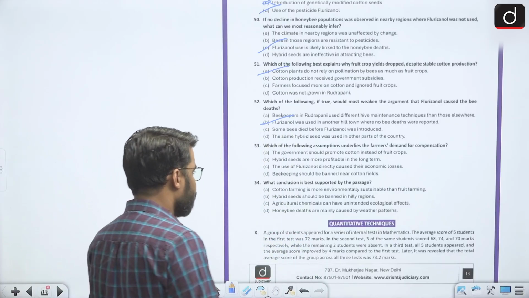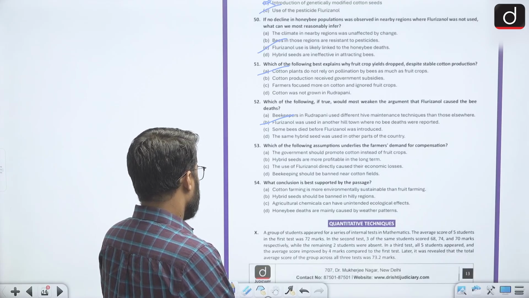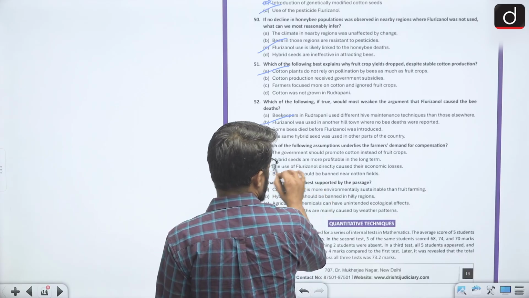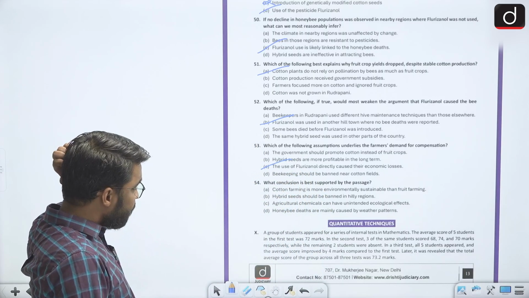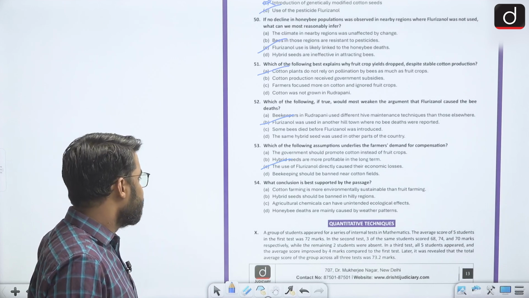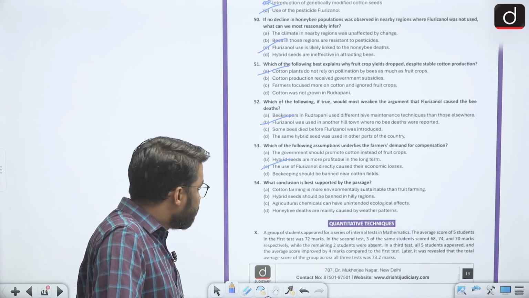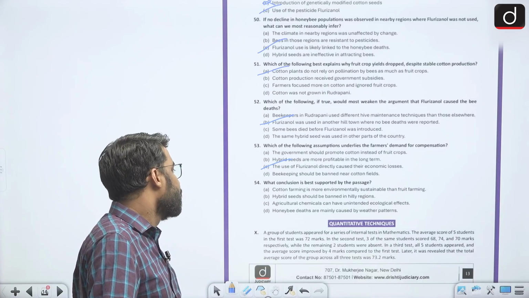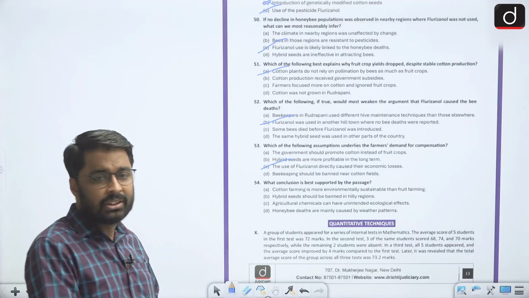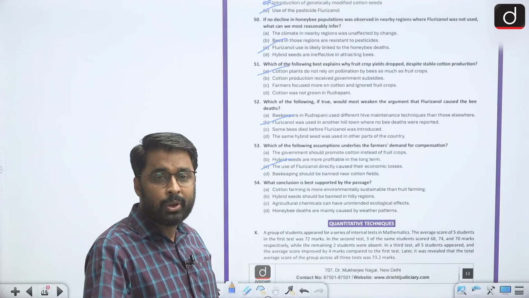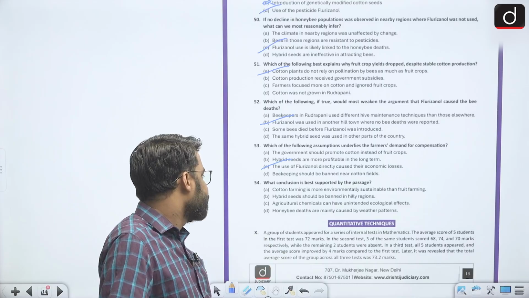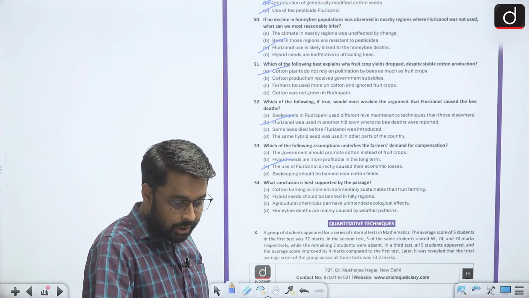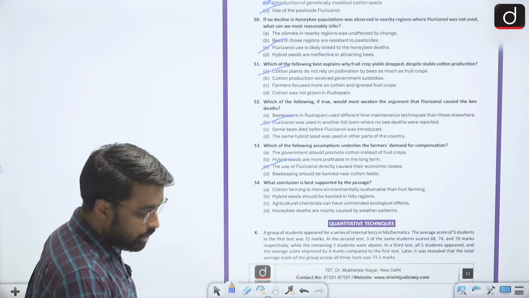Next, which of the following assumptions underlies the farmers' demand for compensation? The government should promote cotton instead of fruit crops. Hybrid seeds are more profitable in the long term. The use of fluorosanol directly caused their economic losses. So C would be correct. This assumption underlies the farmers' demand for compensation, that the use of fluorosanol caused bee death, which is important for pollination of fruit crops, and because of the decline in bees, pollination was not done at such a level, which actually declined the fruit crop by 40% and ultimately leads to their economic loss. So option C will be correct here.